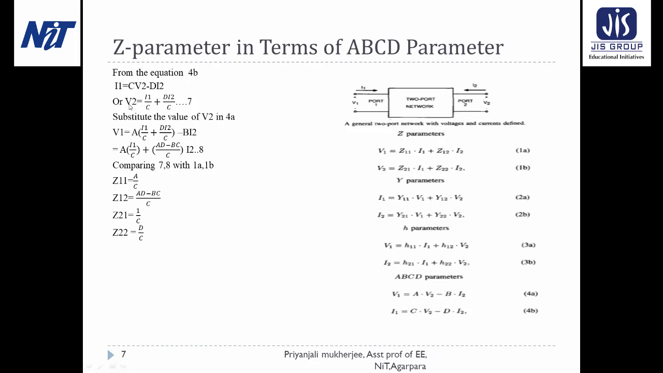And if we compare equation 7, that is V2 equal to I1 by C plus DI2 by C, with equation 1b, then we can say that Z21 equal to 1 by C, whereas Z22 equal to D divided by C. So in this way, we are expressing the Z parameter in terms of the ABCD parameter.